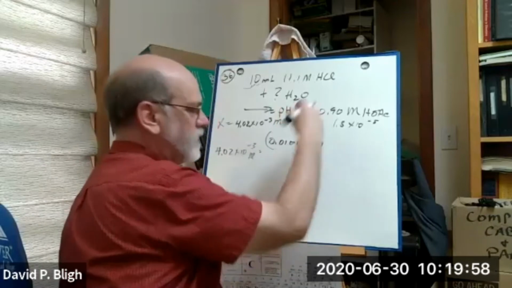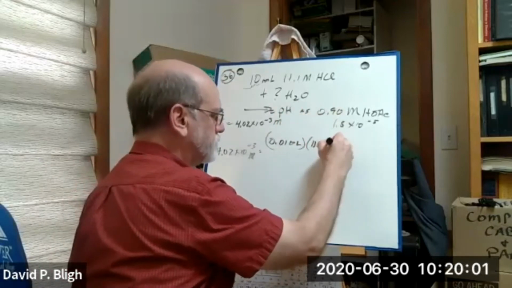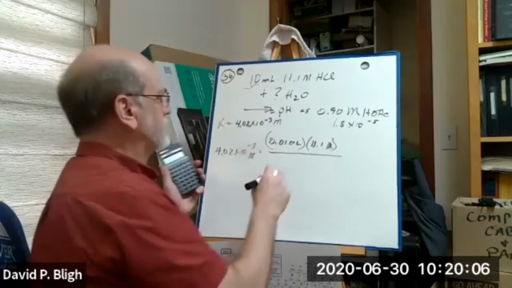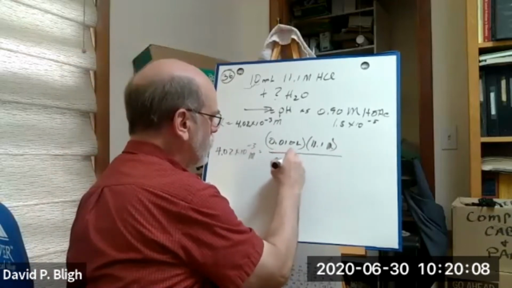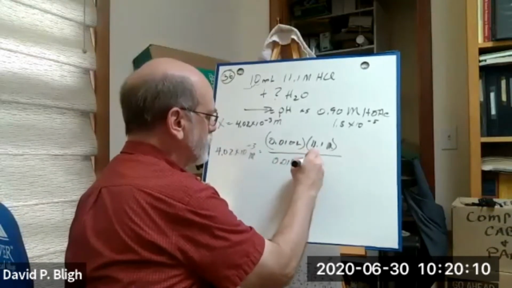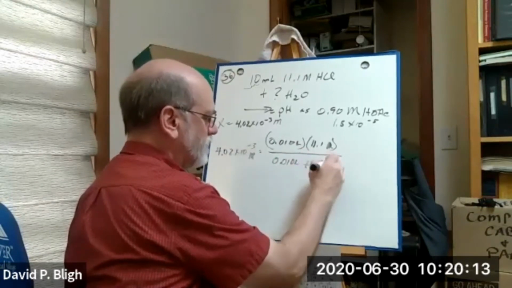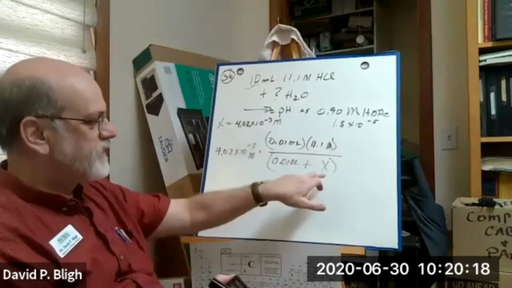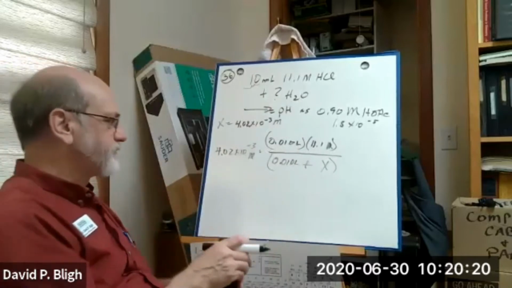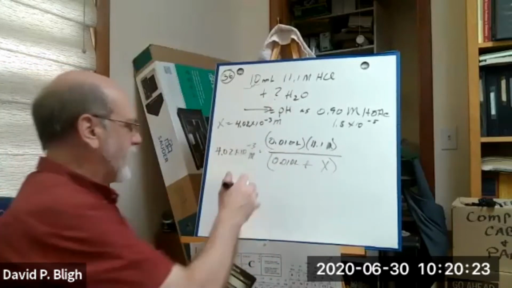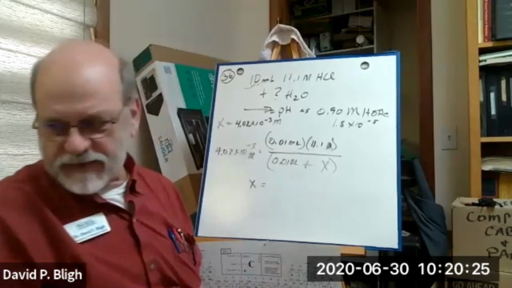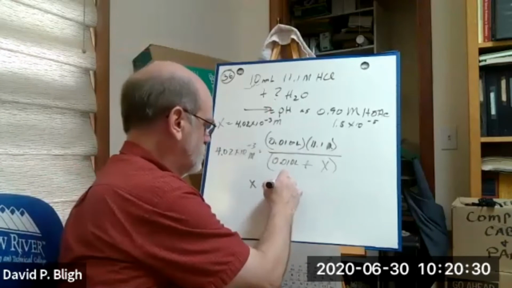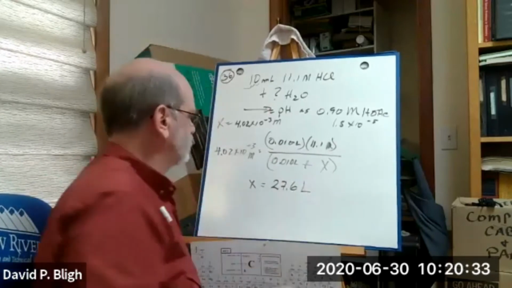And we get it by moles divided by volume. Right? And on the bottom, we need volume. And volume would be 0.010 liters plus some X amount. There we go. Now we can solve for X, because X is the amount you have to add to it. Right. And to save time, X should be 27.6 liters.